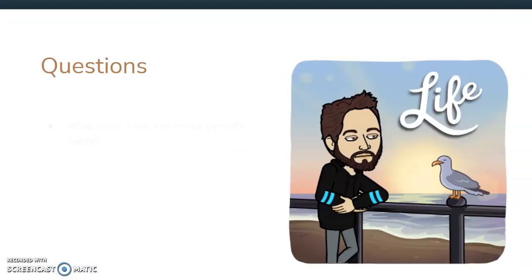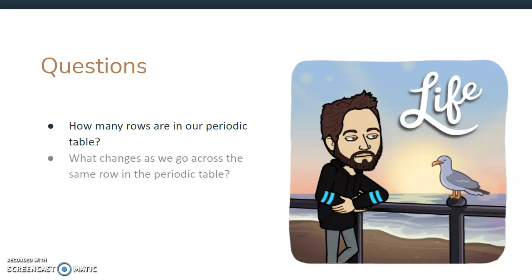So again, some questions to get us thinking. Does anyone remember how many rows are in our periodic table? We actually have 7 rows, or we call them periods. And then I'm curious if we can think through how this would change as we go across the same row. So let's take row 2, for example. How would things change as we went from, I think it's lithium, and then to beryllium, boron, carbon, nitrogen, oxygen, fluorine, and then to neon.